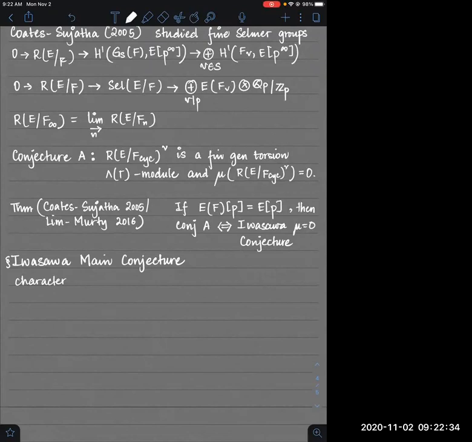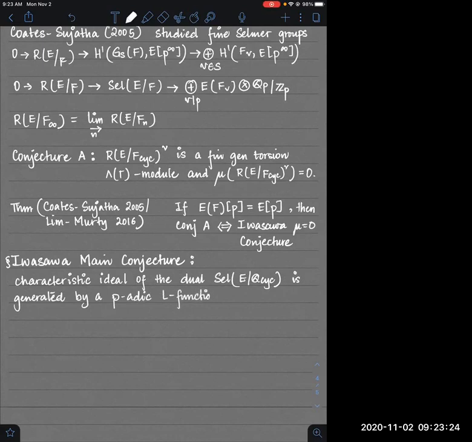ideal. So what is the Iwasawa main conjecture? The Iwasawa main conjecture says that the characteristic ideal of the dual Selmer group, and I'm just going to say this for the base field Q for simplicity, is generated by a p-adic L-function. And what is a p-adic L-function? Well, to say it in just a few words, it's something that will interpolate your normal Hasse-Weil L-function at one.